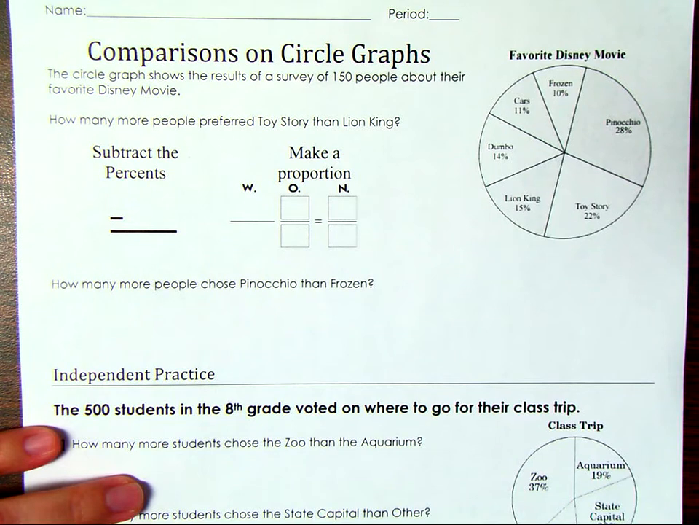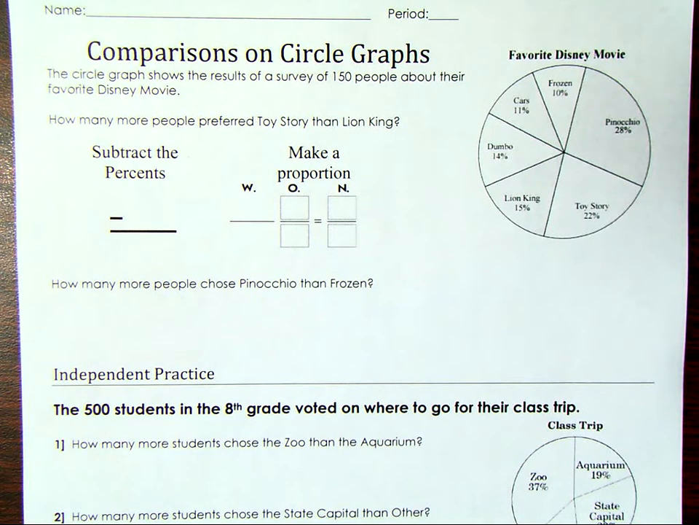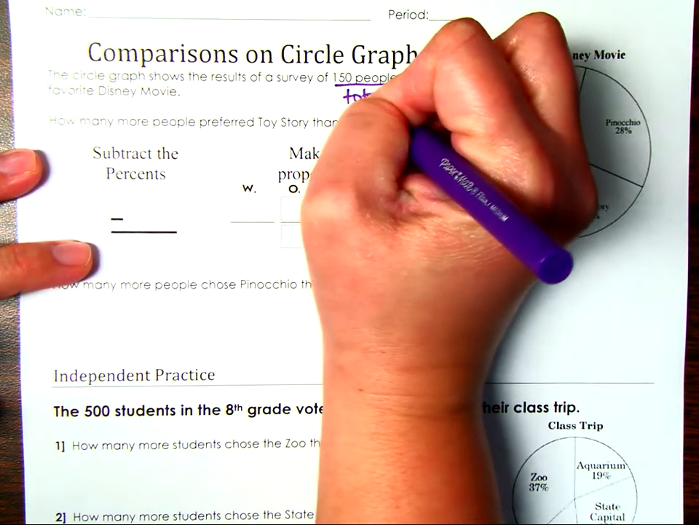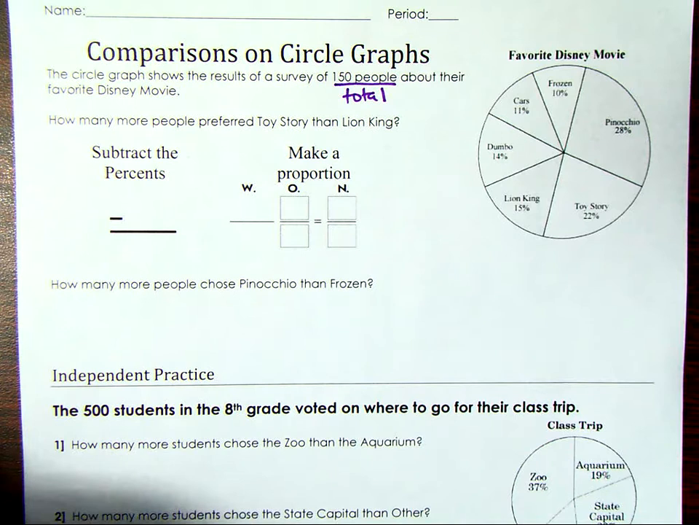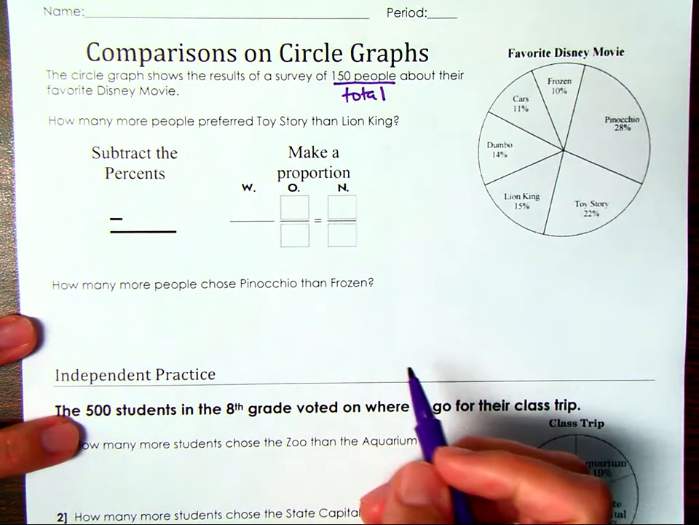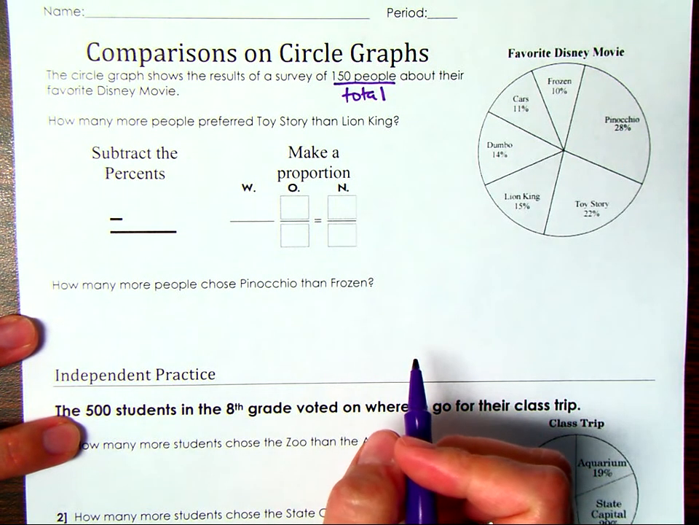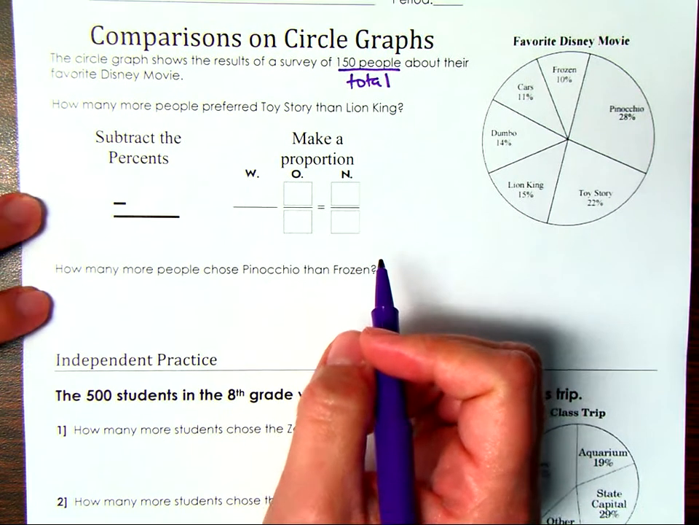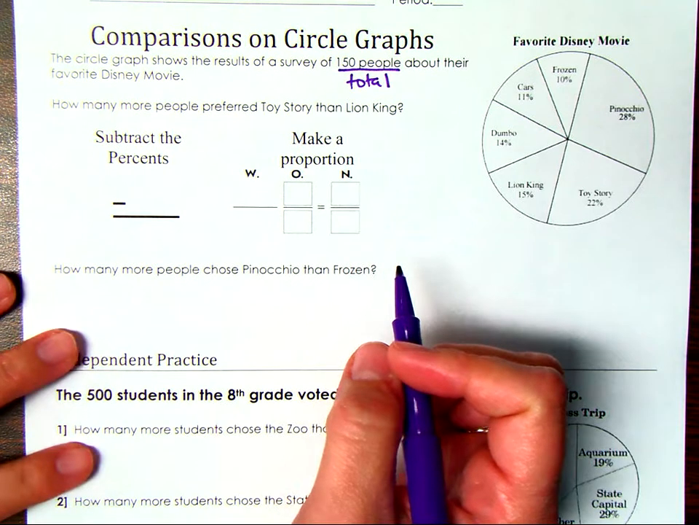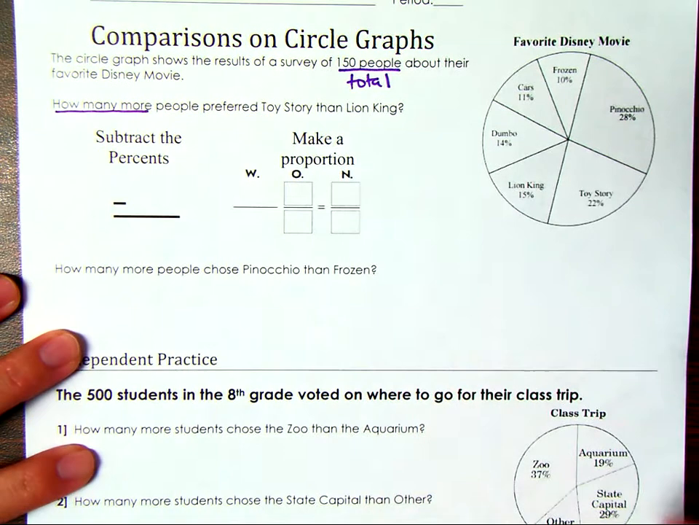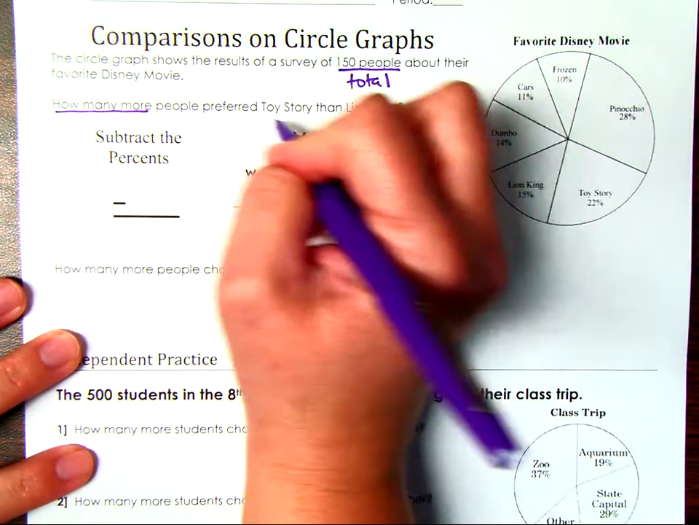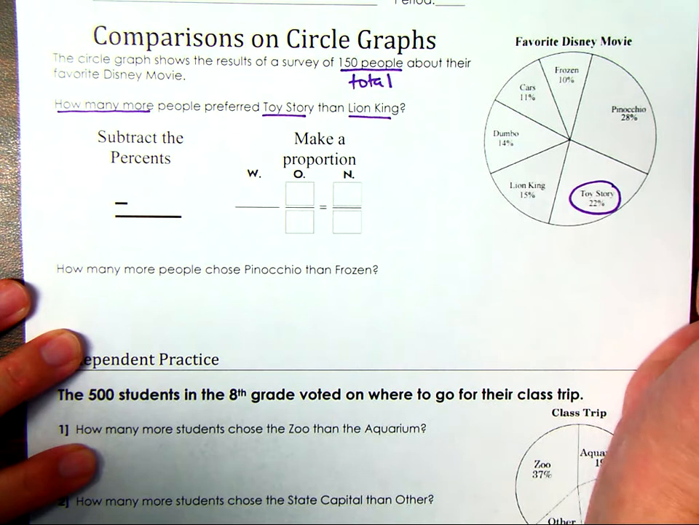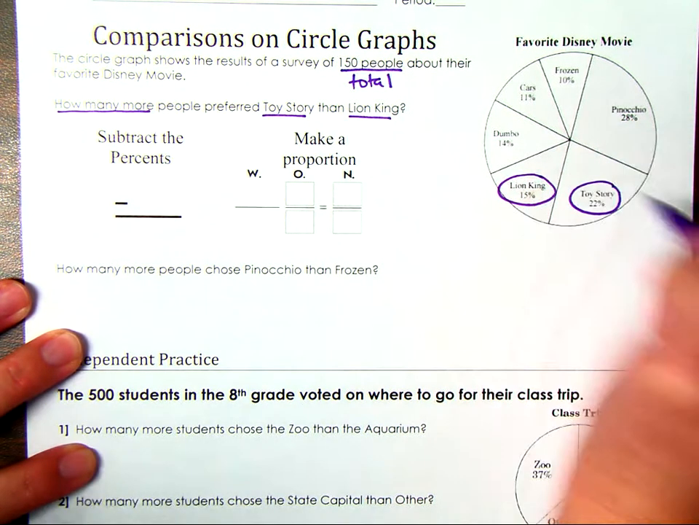This one says the circle graph shows the results of a survey of 150 people. So we know that's going to be my total. About their favorite Disney movie. How many more people preferred Toy Story than Lion King? "How many more" means you're comparing those two. So we're comparing Toy Story to Lion King. 22% for Toy Story, 15% for Lion King.